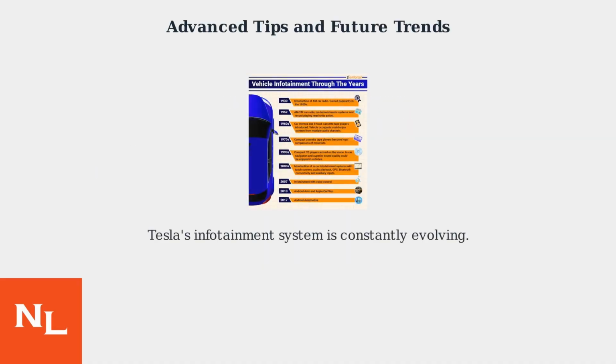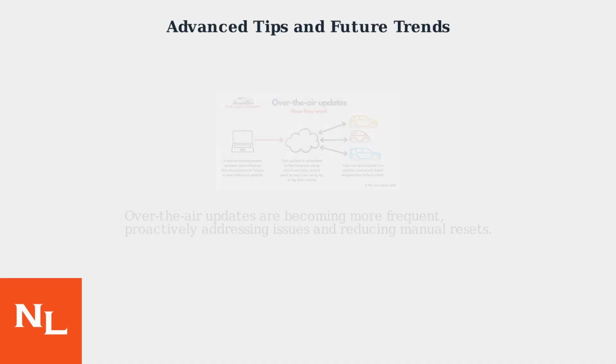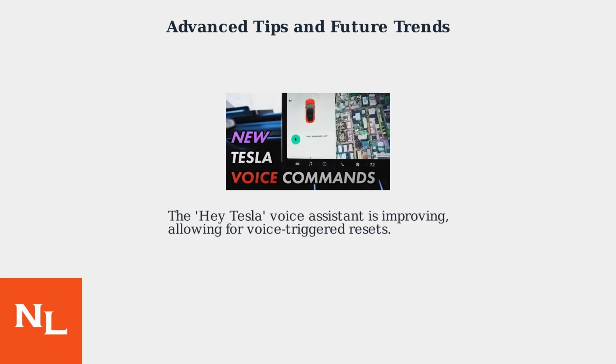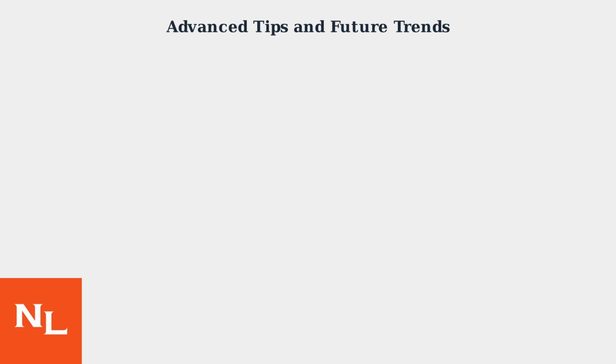Tesla's infotainment system is constantly evolving. Over-the-air updates are becoming more frequent, proactively addressing issues and reducing the need for manual resets. The Hey Tesla voice assistant is improving, allowing for voice-triggered resets.